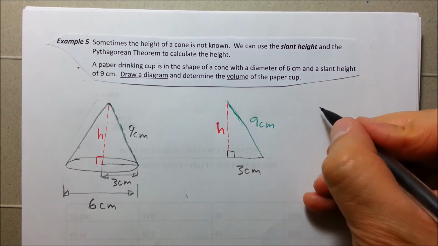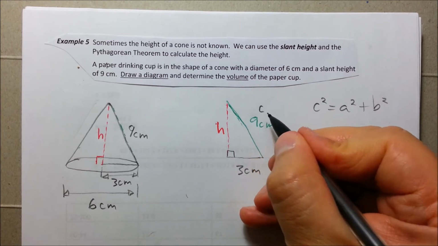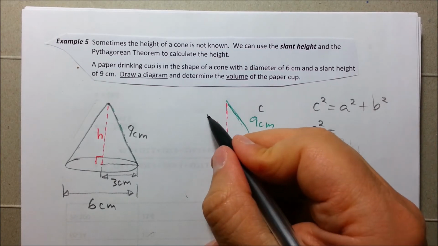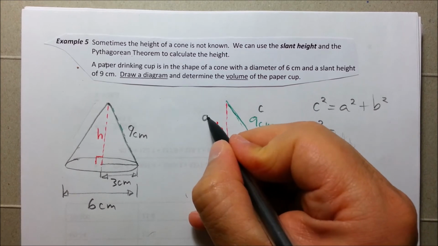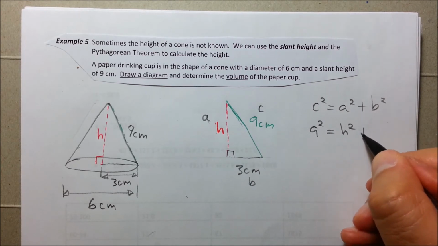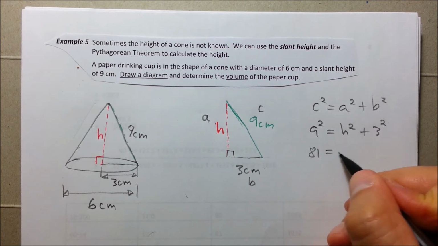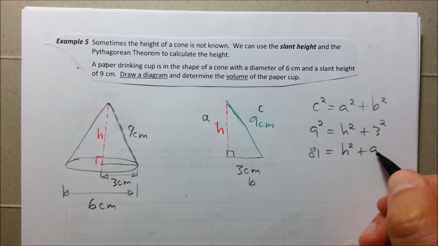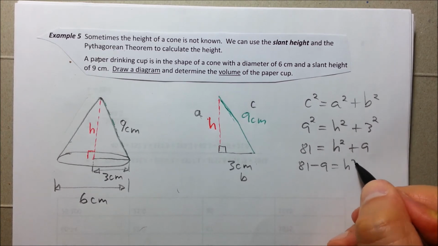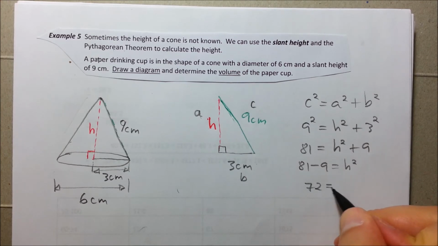So now, once again, Pythagorean Theorem, c squared equals a squared plus b squared. We label this one as c, and it doesn't matter which one is a or b. So 9 squared is equal to h squared plus 3 squared. So 9 squared gives us 81 equals h squared plus 9. We move the 9 to the other side. You end up with 81 minus 9 equals h squared. What is that equal to? 81 minus 9 gives us 72 equals h squared.